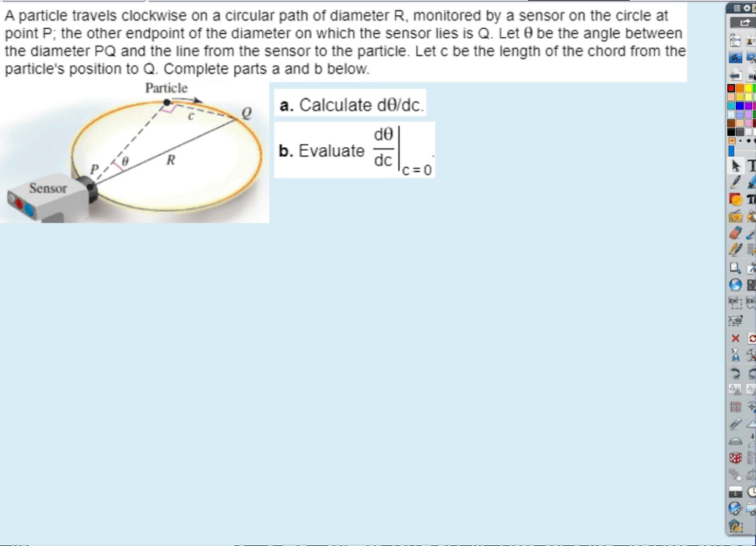Let's use these. Let's look at one of these applications problems. A particle travels clockwise on a circular path of diameter r, monitored by a sensor on the circle at point P. The other endpoint of the diameter on which the sensor lies, we'll call that Q. Let theta be the angle between the diameter PQ and the line from the sensor to the particle. So in our picture, we're defining that angle as theta.